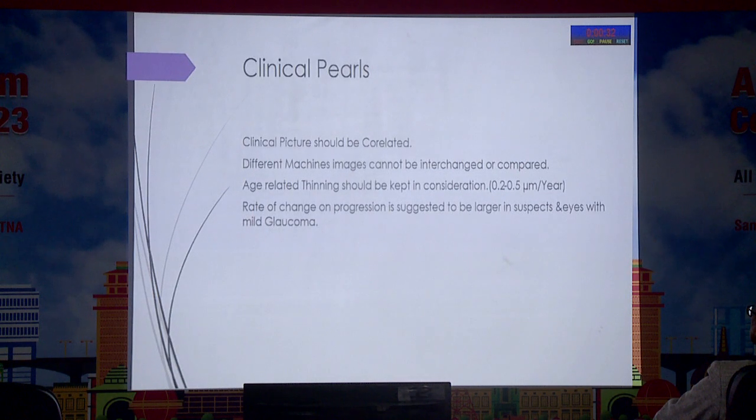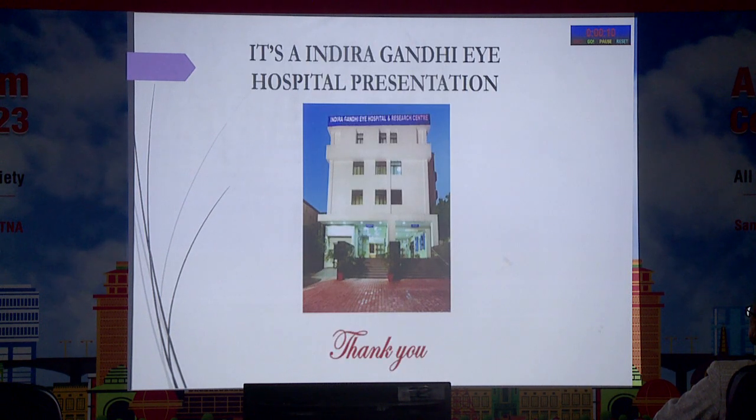So in the end, this is my last slide, sharing some clinical pearls with you all. Clinical pictures should always be correlated. Different machine images cannot be interchanged or compared. Age-related thinning should always be kept in mind, and the rate of change in progression is suggested to be larger in suspects and eyes with mild glaucoma. Thank you very much.